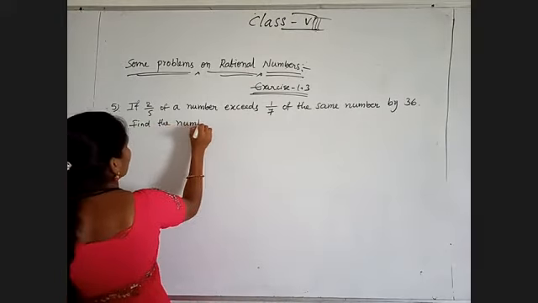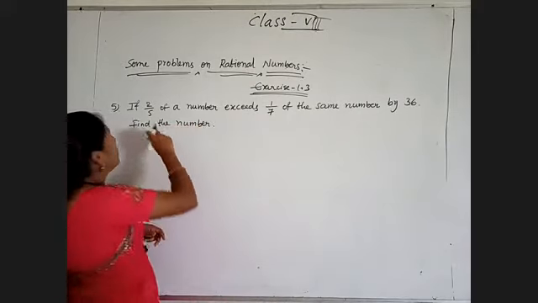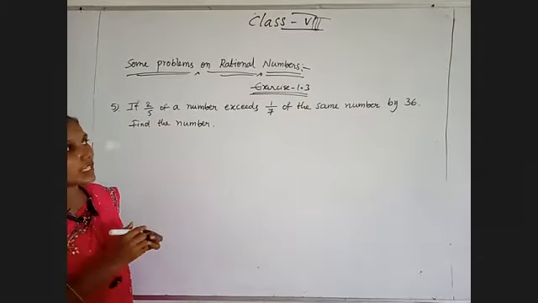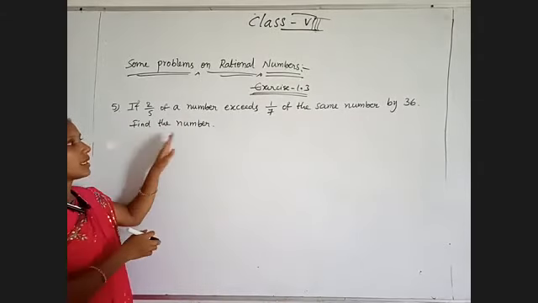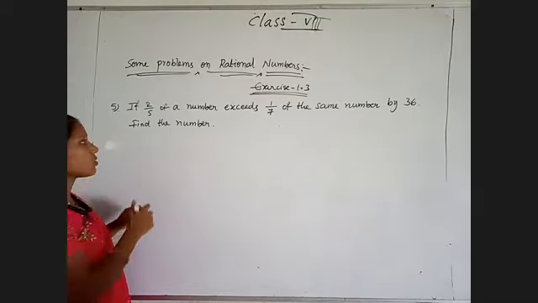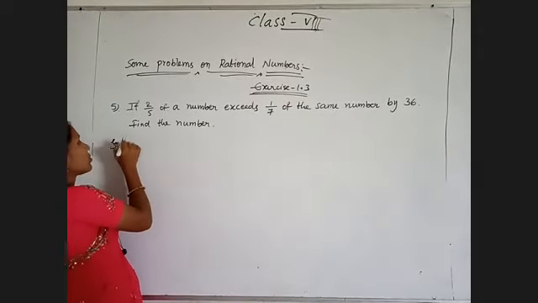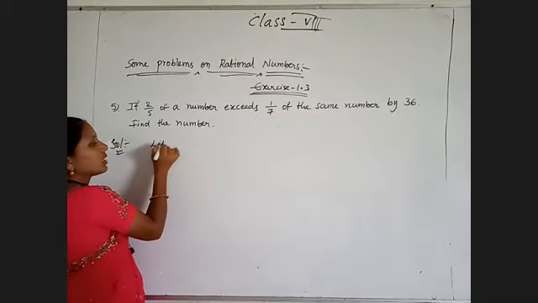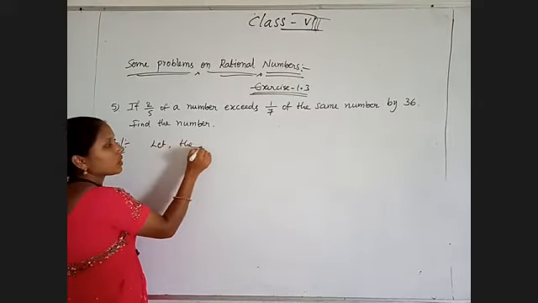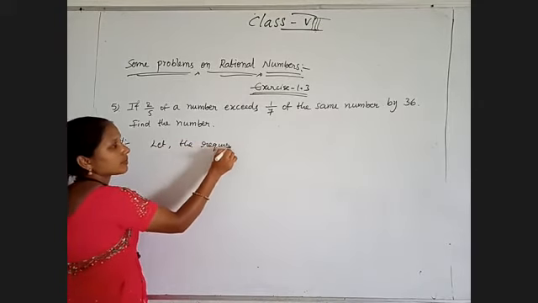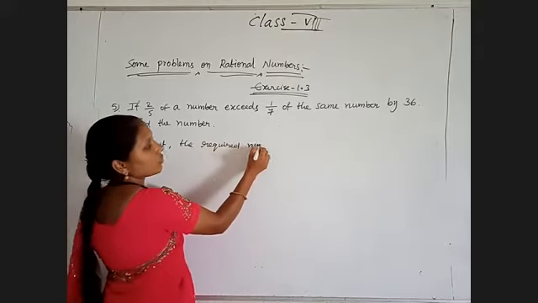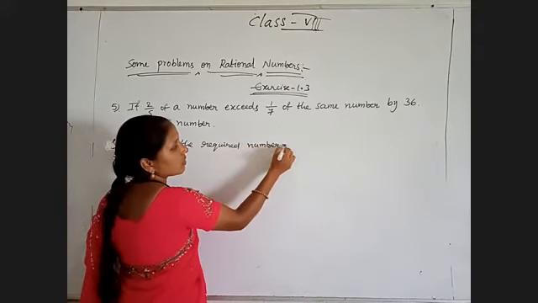Okay, observe the question here. 2/5, 1/7 of the same number by 36. Find the number. They are asking to find the number. So let the required number be equal to x. Whatever number we need to find, let it be x.